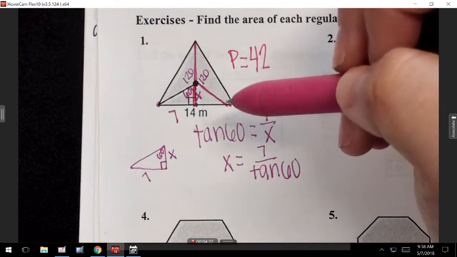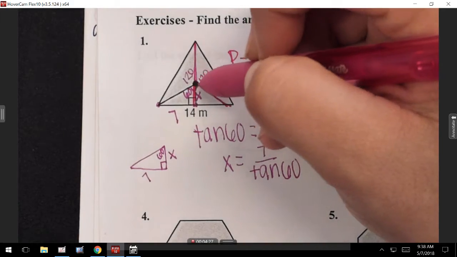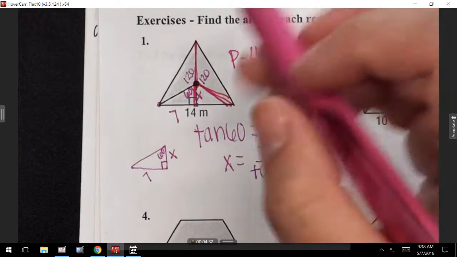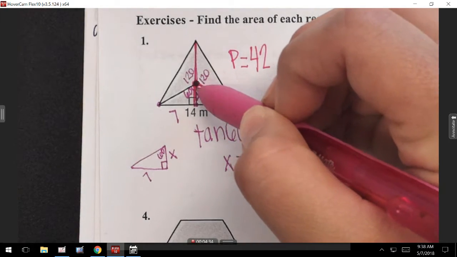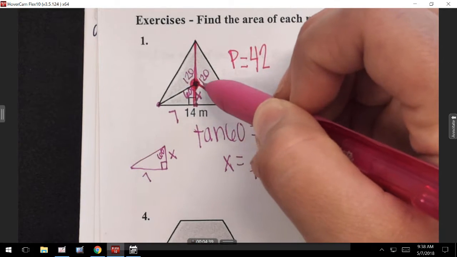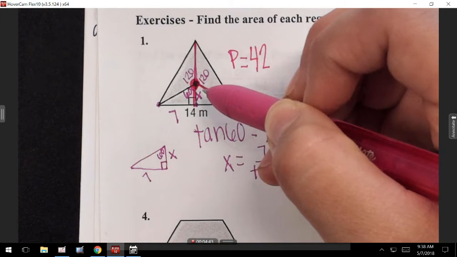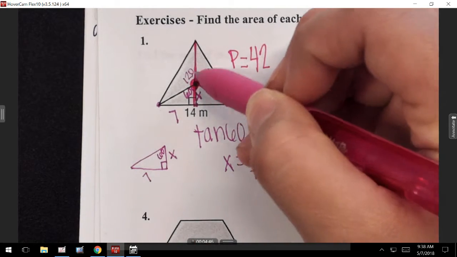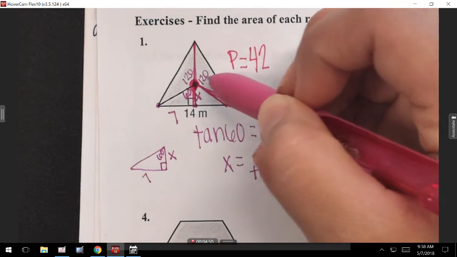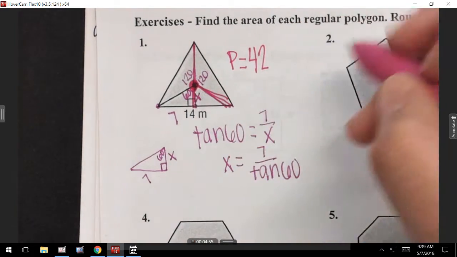Let me say that a different way. There's 3 sides in this triangle, so I can break this into 3 pieces. The reason I'm breaking it into 3 pieces is because this is a circle in the middle of this triangle, which means there's how many degrees in this whole circle? 360. Isn't there going to be 360 in the middle of every polygon? So if I broke it into 3 congruent pieces, it makes this piece 120, this piece 120, and this piece 120.